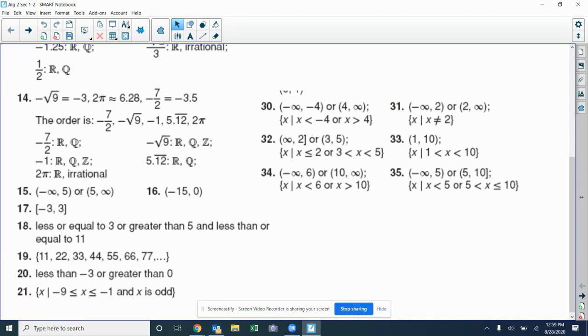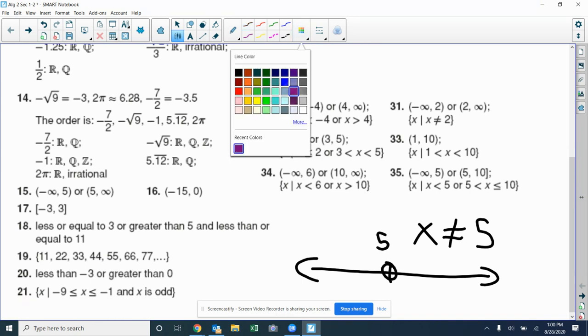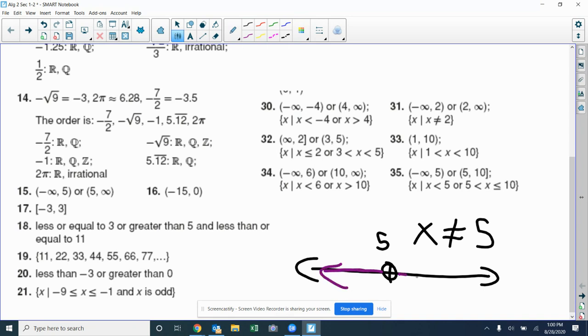35 is just saying, X cannot be 5, can it? So if we had a number line for 35, we'd have 5 as open, and then we'd have everything going this way, and 0 might be here, 10 up here. Does that kind of make sense? Help you a little bit? Think about the number line. I think the visual of the number line can really help us, okay? So if you get stuck, put it on a number line.